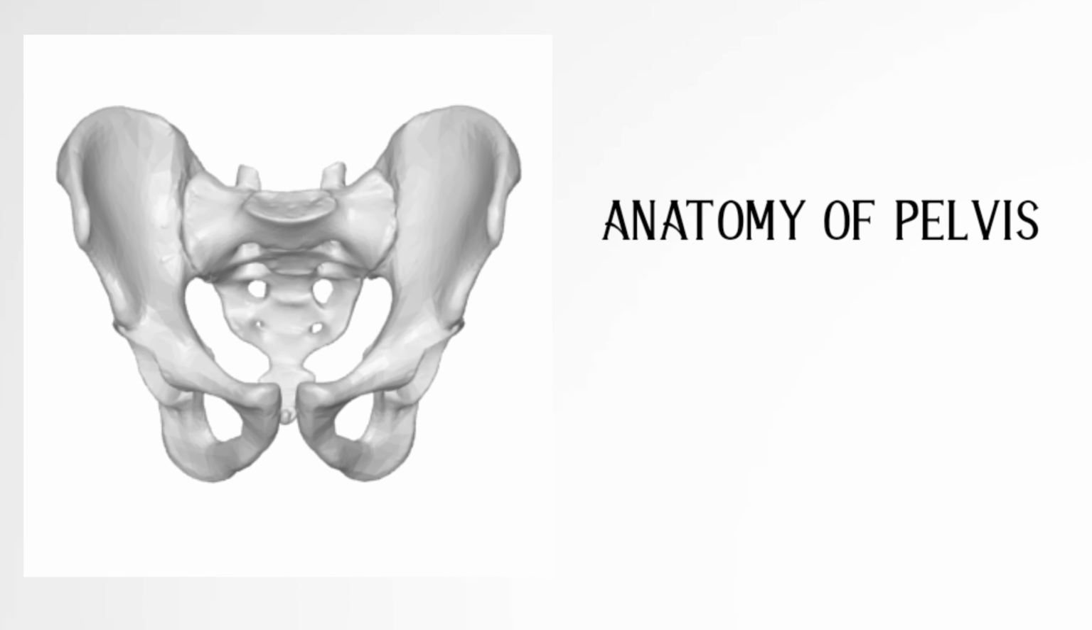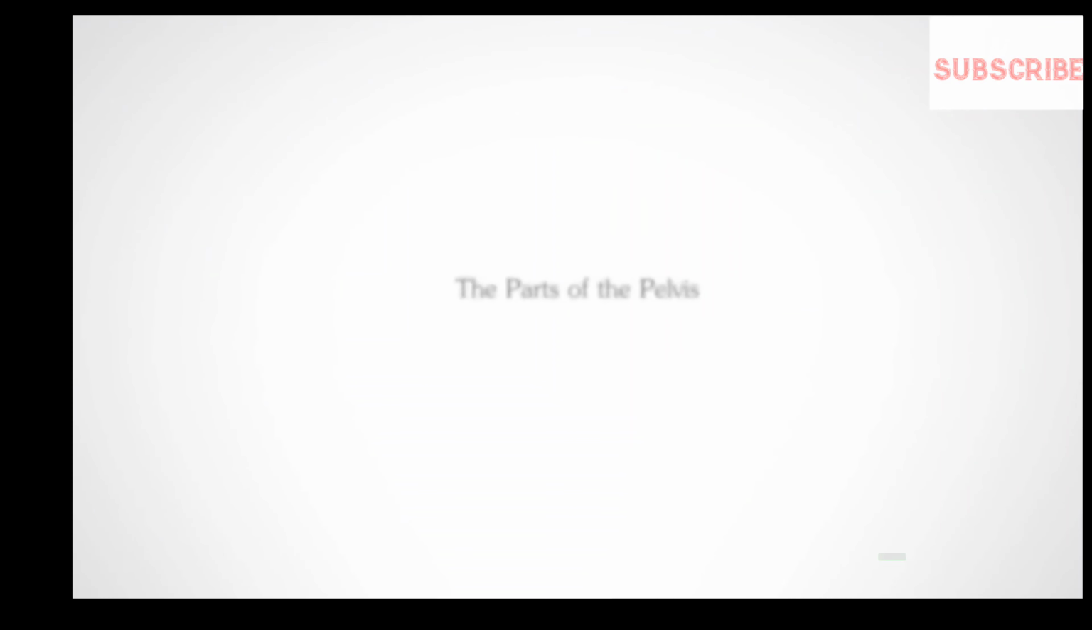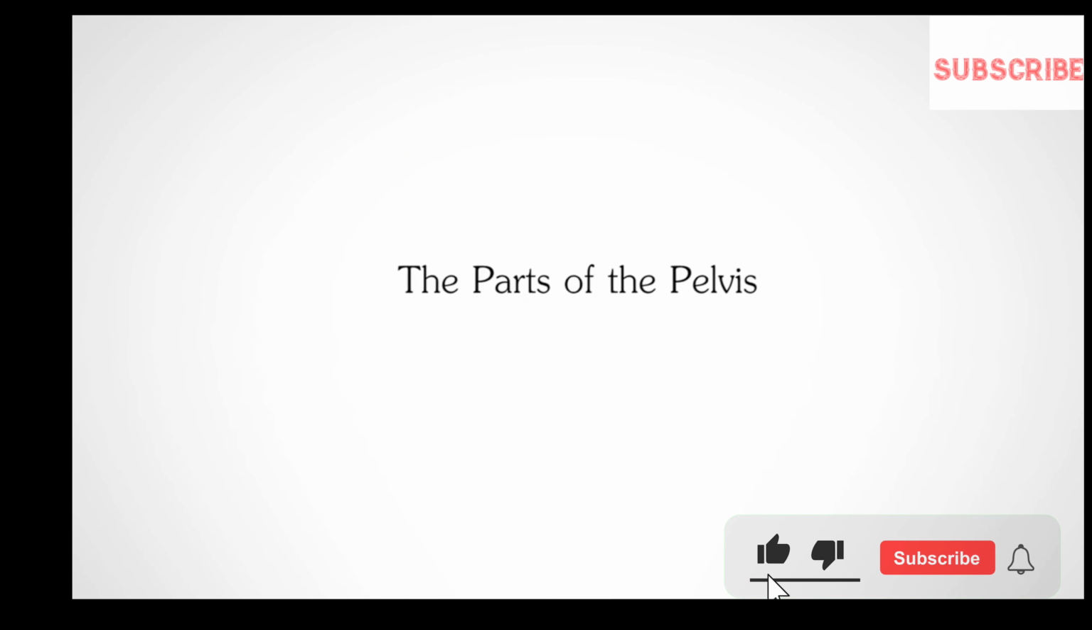We're going to learn the anatomy of the pelvis. We'll explore the structure of the parts, the difference between a male and female pelvis, and how to simplify the structure to make it more manageable to draw. Let's take a look at the parts of the pelvis.